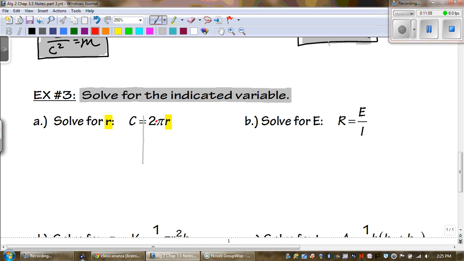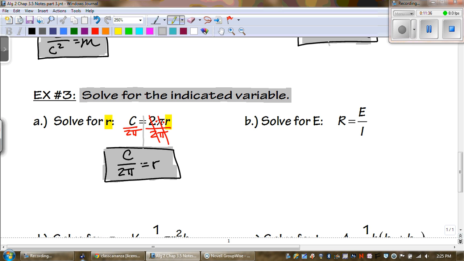Okay, so everything going across is being multiplied. Since I want to solve for R, I want to get rid of the 2, and I want to get rid of the pi. And since we're multiplying everything, I can kind of divide it and cancel it out right away. And we get C over 2 pi equals R. And then our R is all by itself, which is what we wanted. Okay?